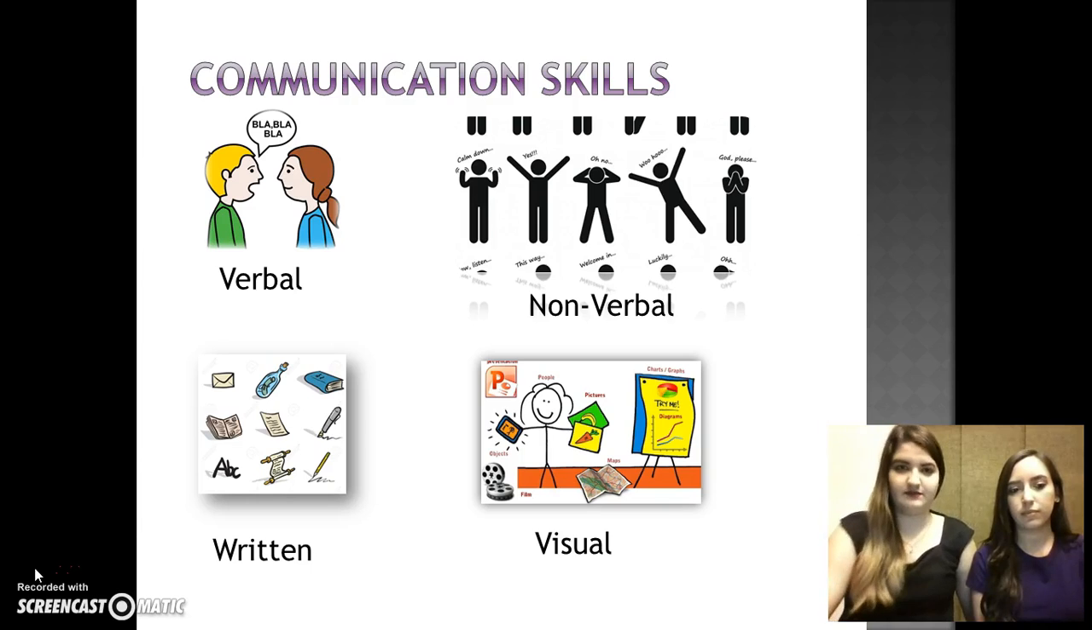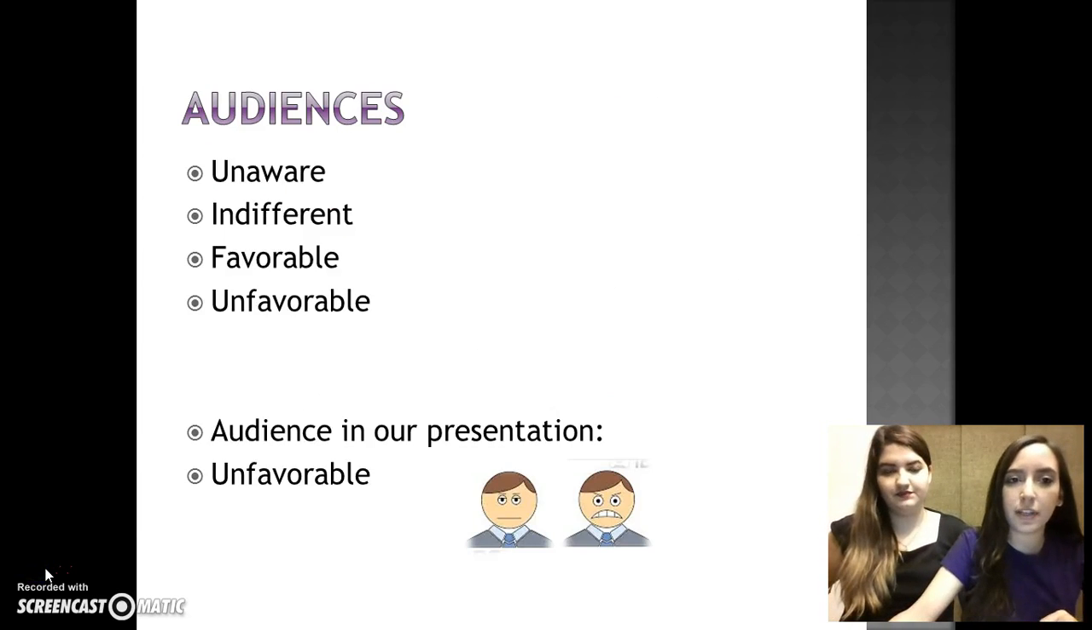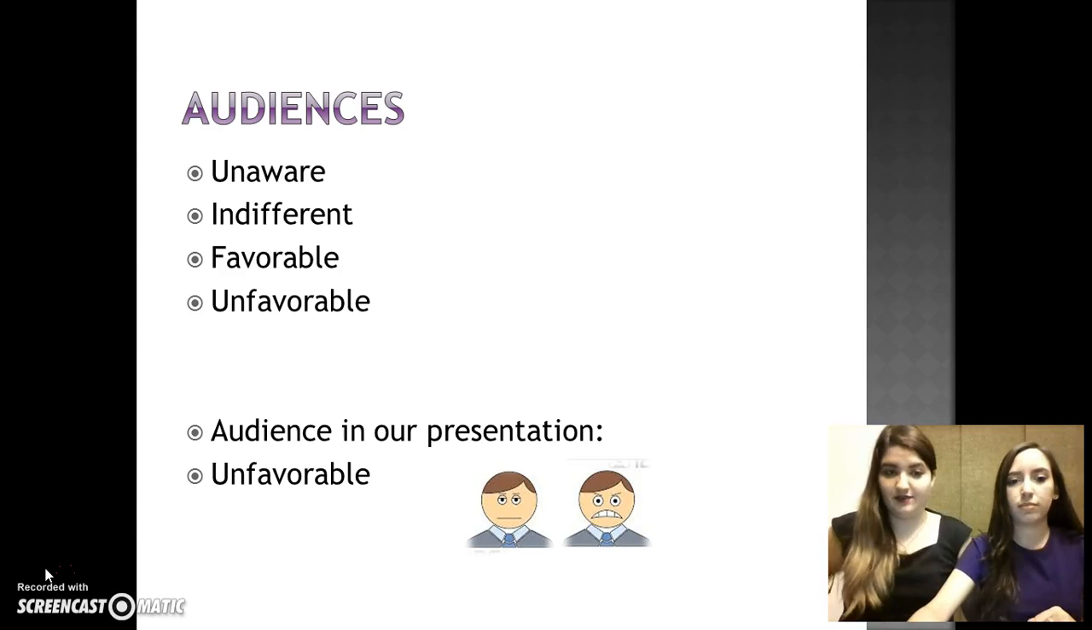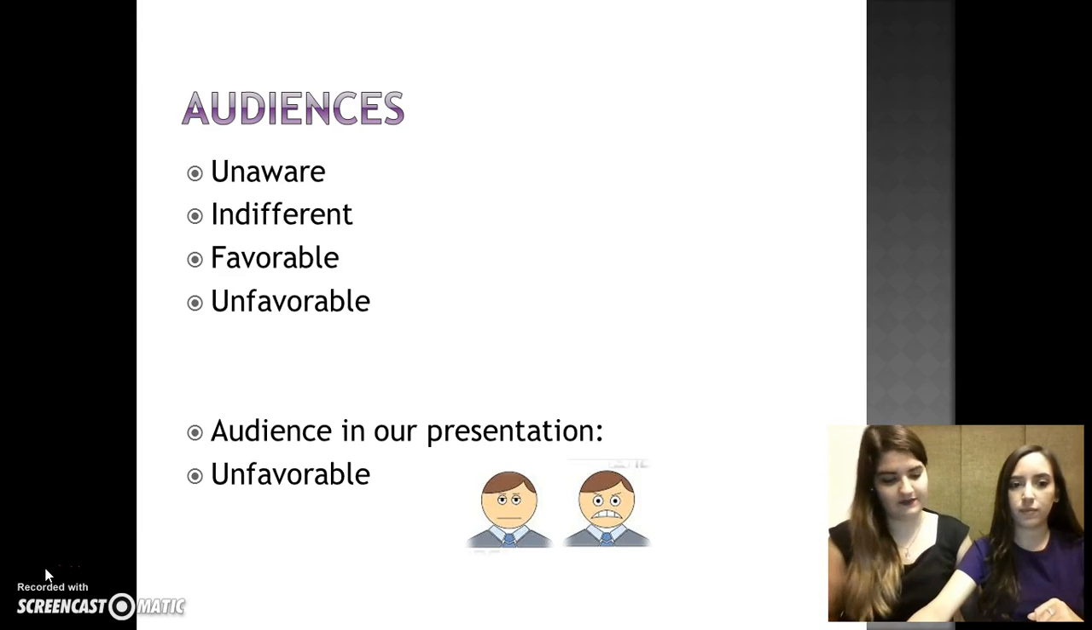The next element is type of audience: unaware. They have no information about the topic. Indifferent. They may know a little about the topic, but they are not interested. Favorable. These are the kind of audience that is just better for the presenter because they agree with what you're saying, they know what your topic is about, they also participate, and mostly they just agree with the opinions and points that you are giving.